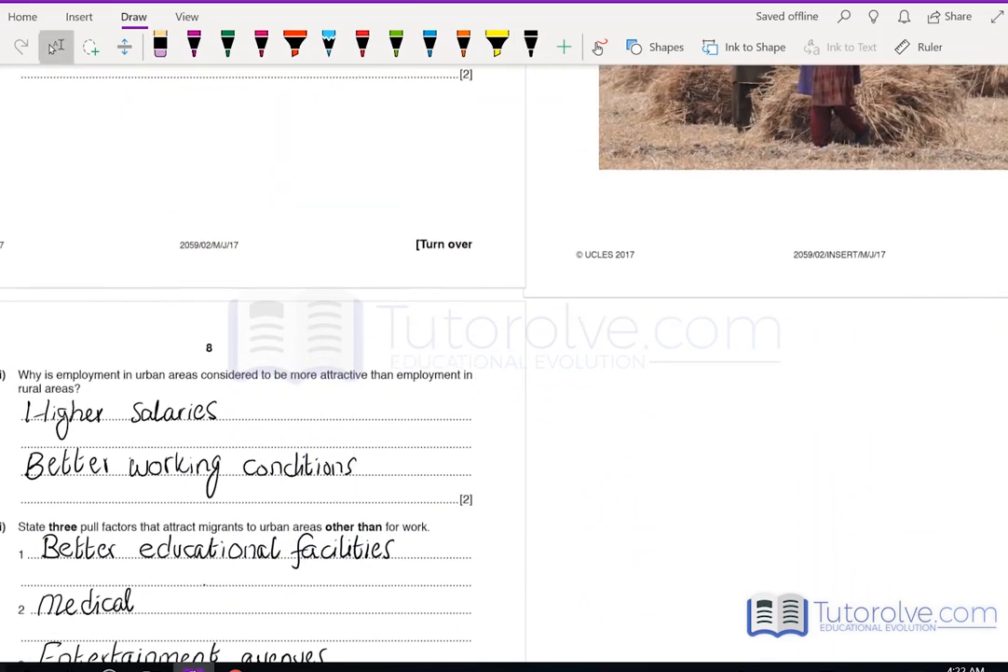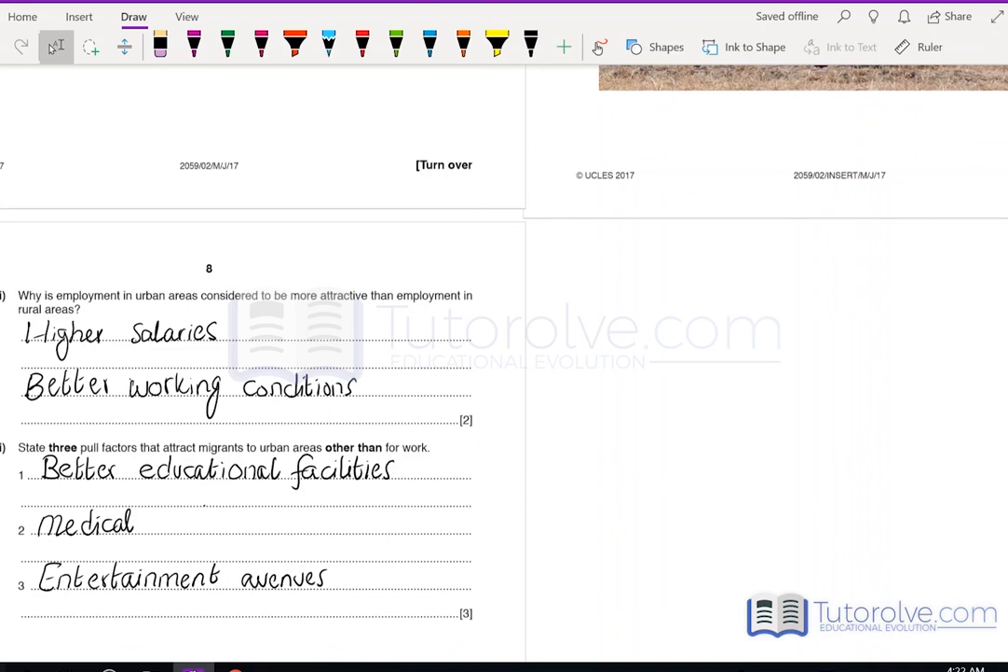C1. Why is employment in urban areas considered to be more attractive than employment in rural areas? Well, for starters, there is a higher salary rate in urban areas, so that's why people prefer going there so that they can earn more. And secondly, there are also better working conditions. You have facilities that provide a lot for you, and there's always a better work environment as compared to rural areas.